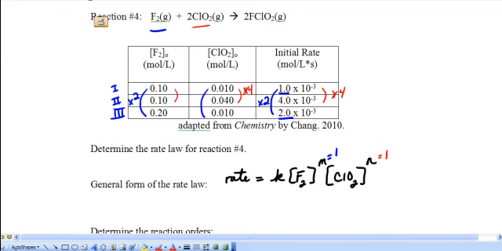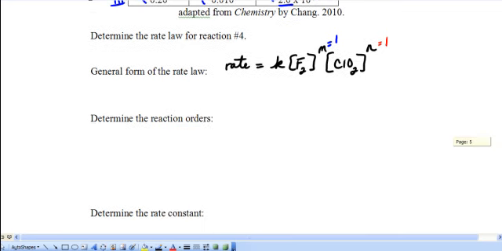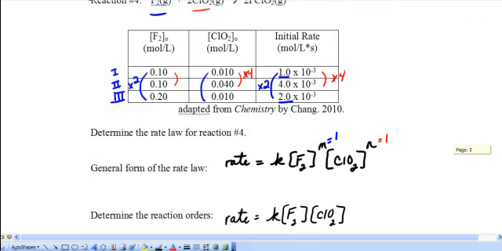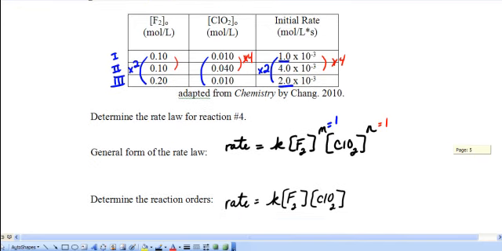Alright, now let's go ahead and write out this rate law. In light of the new information, we have rate equals K times the concentration of the fluorine times the concentration of the ClO2, and that shows the reaction orders. And now to determine the rate constant, again, rate equals K times F2 times ClO2. And we're going to plug in one of the trials. I'm going to plug in trial number 1, which seems to be the reasonable trial to plug in.